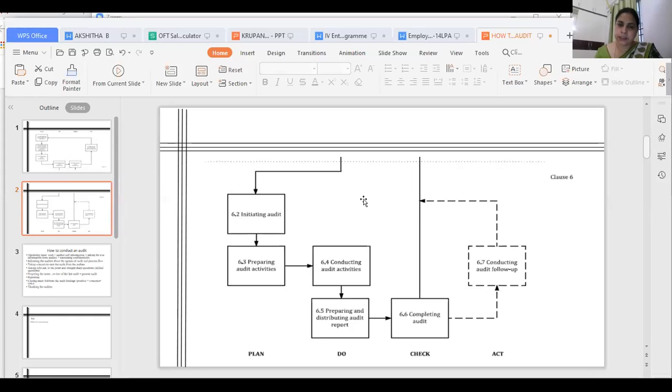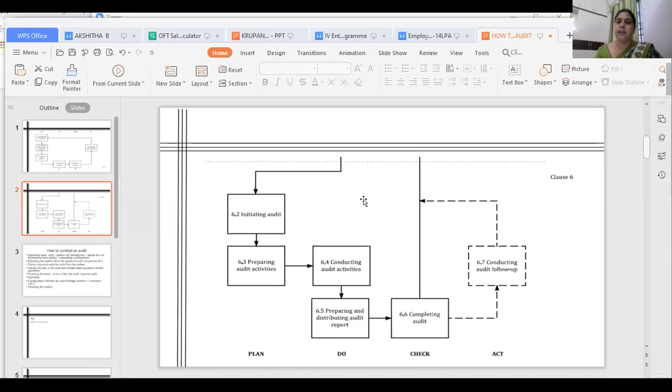Once you conduct the activity of an audit, you are going to prepare the report and distribute that report to the audit head or quality head and the process owner. Once you distribute that report, up till there we call it doing the things. Up till preparing your audit activities, it is called planning the audit. When you are completing and writing the report and distributing that report to the process owner and to the quality head or audit head, you call that doing the audit, or you have done the audit.